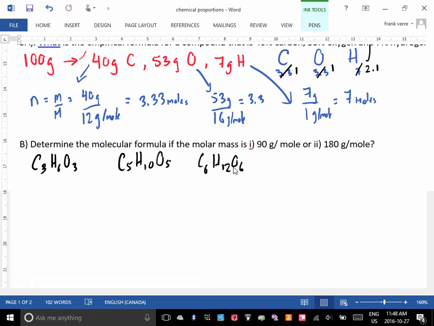So let's imagine that in scenario 1, the molar mass is 90 grams for 1 mole. Okay? Now, we go to our empirical formula, right? Our empirical formula is what?